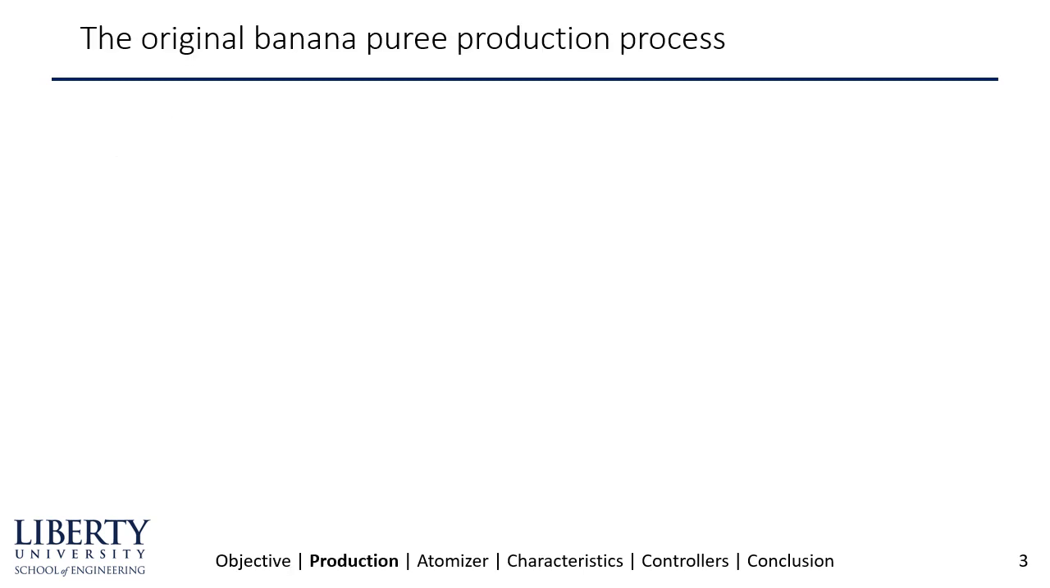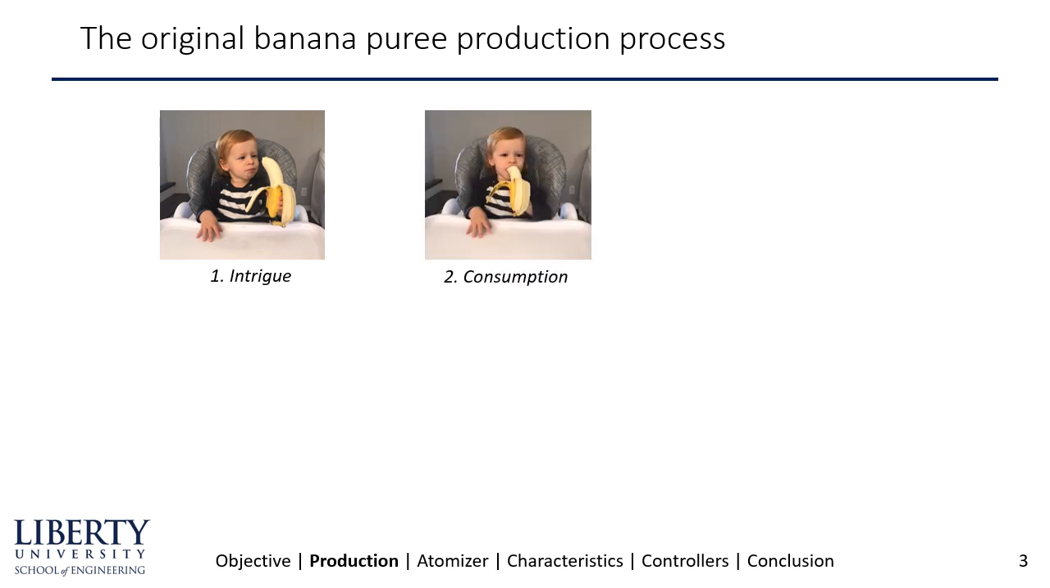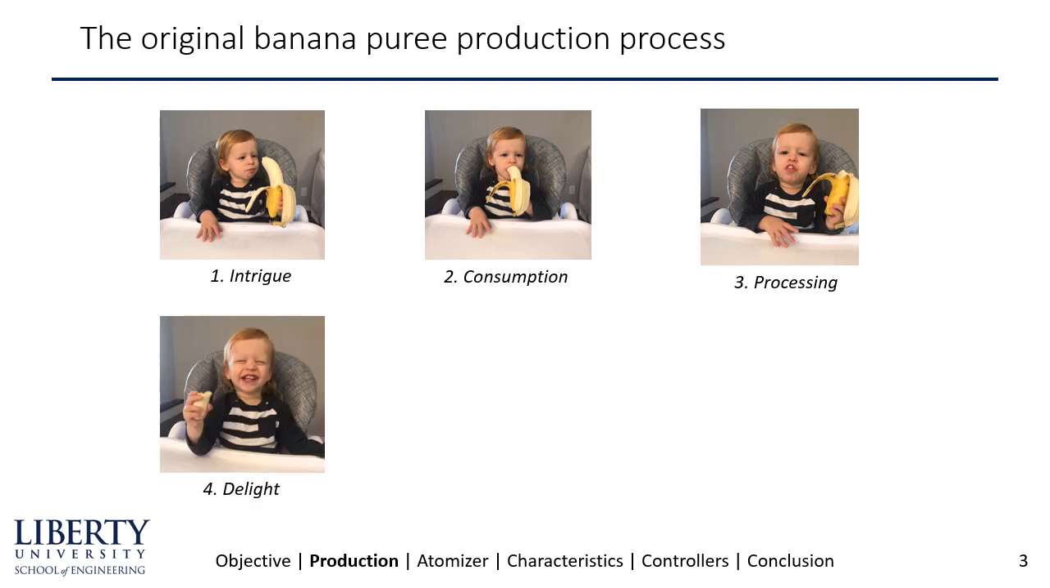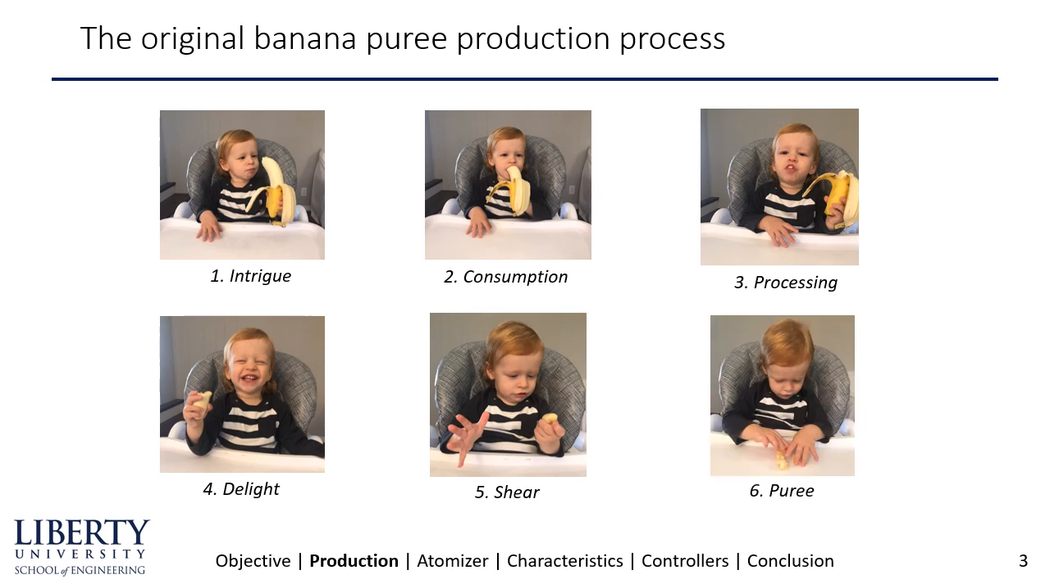First, I want to inject a bit of humor into the presentation. This is the original banana puree production process as illustrated by my son through a series of pictures. First, intrigue. He's interested in the banana. He's eyeballing it. Second, consumption. He takes his first bite. Third, processing, he's chewing on it. Fourth, delight, he really loves the banana, he's excited about it. And then he starts to lose interest and squeezes, and we have some nice shear. And then finally, puree.